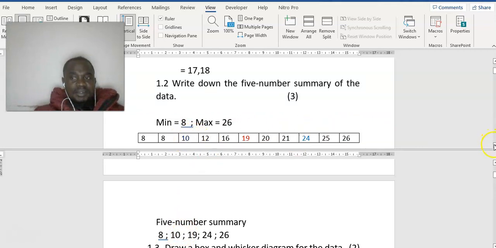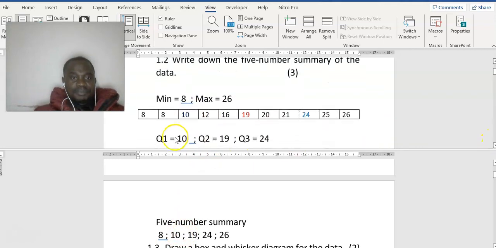Alright, this is Q1, 19 which is Q2, 24 which is Q3, then 26, which is the maximum. We are done with the 5 number summary.